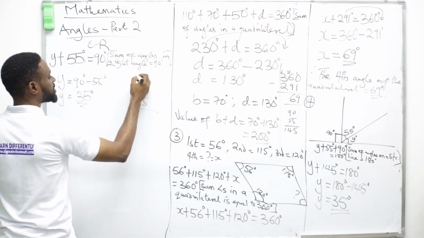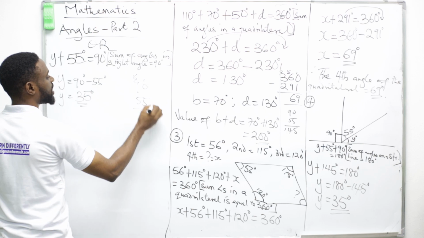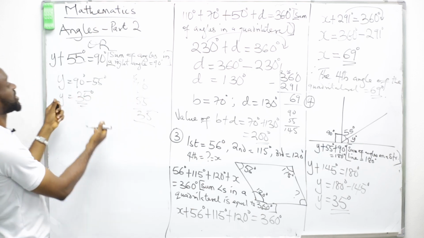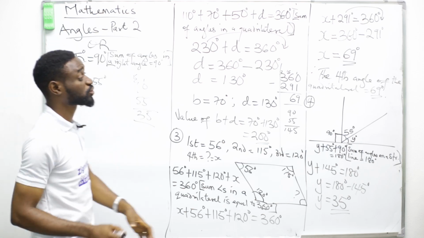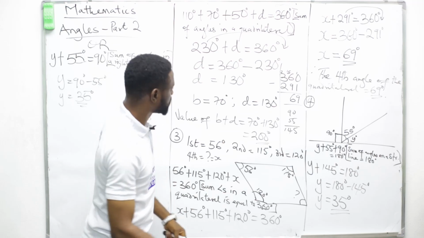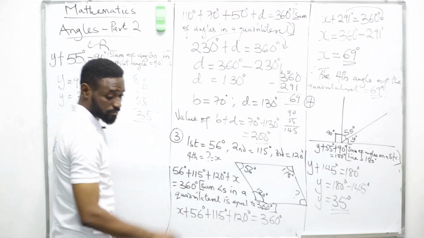If you check it, that is 90 minus 55. We take 1 here, 10 minus 5 is 5, 8 minus 5 is 3. That is 35 degrees. So this is even the simpler part. You just do that. Once you know that this is 90 degrees, the other part will also be 90 degrees to make up straight line angles.